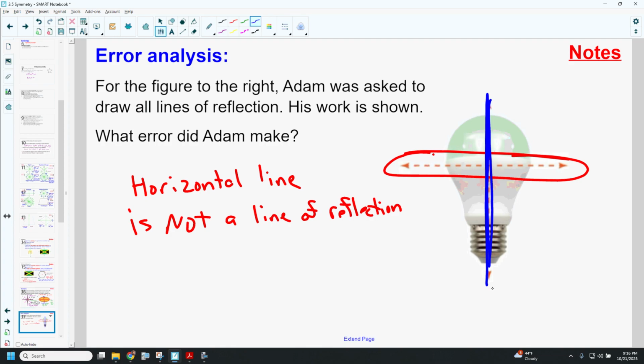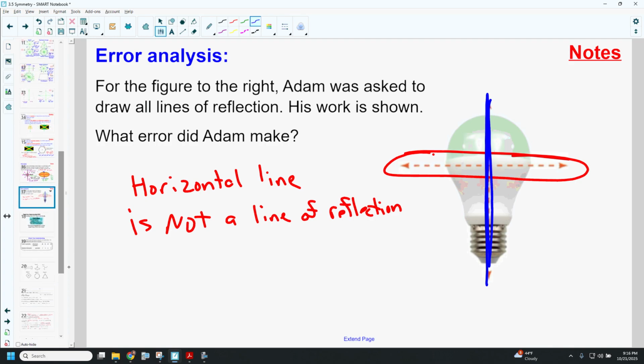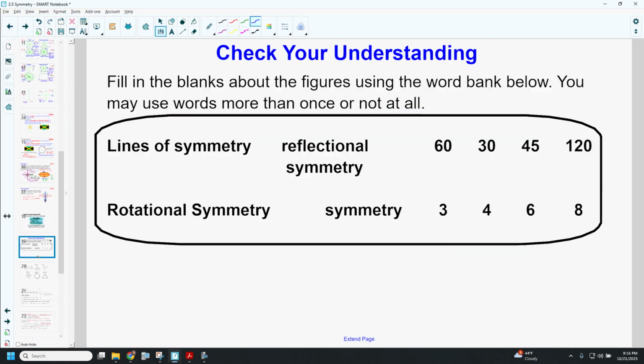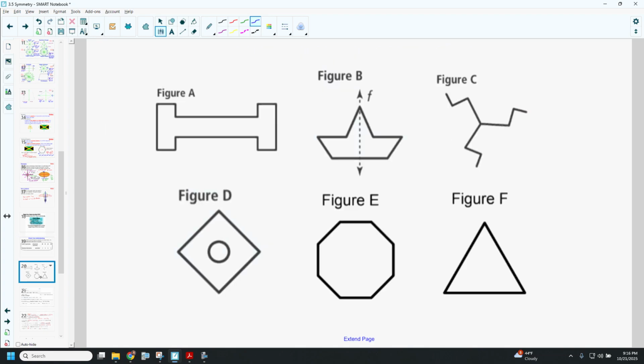So that's kind of our notes and our summary here. Go ahead and complete the check your understanding. You're using the words from the word bank you see here related to these figures. You can use some words more than once. Some words do not get used at all. Go ahead, complete that. Once you've completed it, you can check your answers in Schoology. If you go to the calendar, there's a link and the completed notes are filled out there. And if you want to look back to the other ones, you can see them as well.